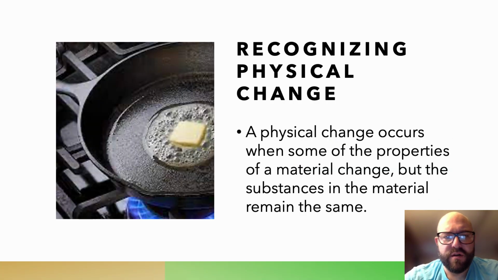A physical change occurs when some of the properties of the material change, but the substance in the material remains the same. The butter shown here is heated up and is melting, but it is just liquid butter. Melting an ice cube leaves water. Boiling water turns it into water vapor. Cutting a watermelon into a smaller piece just changes the shape. In these examples, the shape and the state change, but the chemical compositions are still the same.